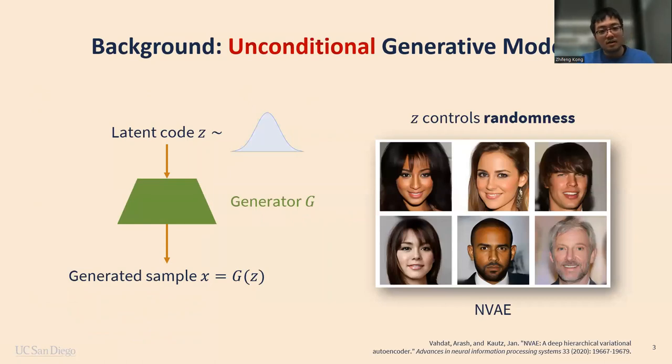First, I would like to give a brief introduction to the background of generative models. Let's start with the unconditional models. In unconditional generative models, there is a generator G, which takes a latent code Z as input. The Z is usually drawn from a standard Gaussian distribution, and the generated sample X equals G(Z), a forward pass. The model is trained to generate high quality samples, such as these face images. The latent code Z is used to control the randomness. So if you give the model a different latent code Z, it'll give you a different face image.